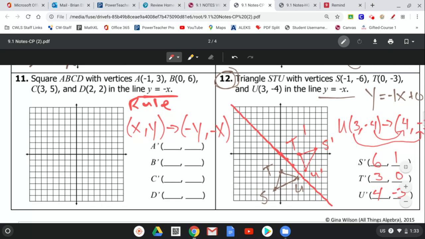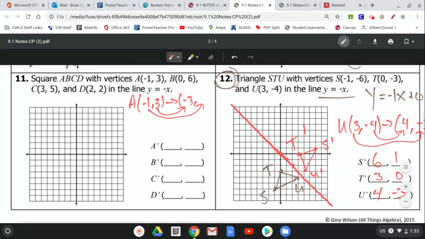So, moving on to number 11. For number 11, we have that rule, okay? So for this, I'm just going to go through with you. So if we start with A is at -1, 3. Well, all that happens is we move this 3 to the first spot. It becomes negative. 1 goes to the second spot, and that becomes positive. So now A is -3, 1.